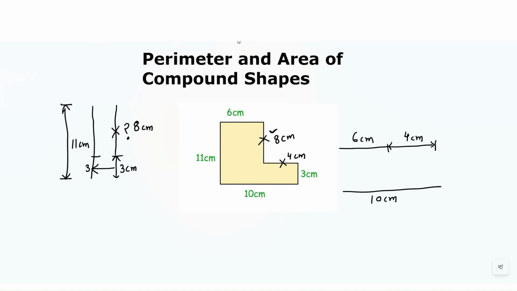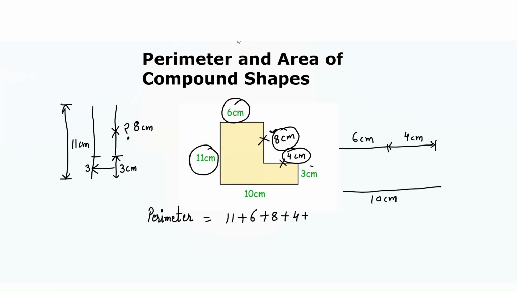Once we know all the side lengths of the diagram, we have to add them all together to find the perimeter. So the perimeter for this shape will be equal to 11 plus 6 plus 8 plus 4 plus 3 and plus 10. When you add all these together, you will get your answer equal to 42 centimeter. The unit of perimeter is always in terms of meter, centimeter, millimeter.